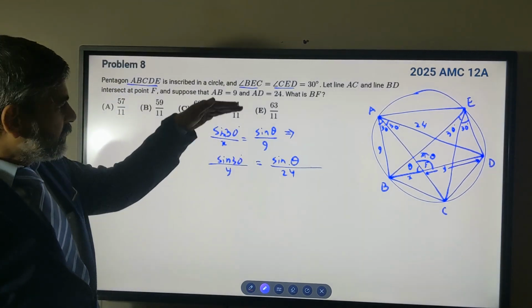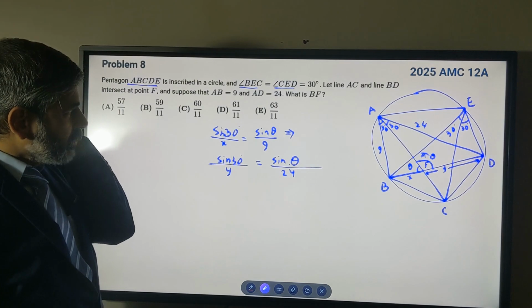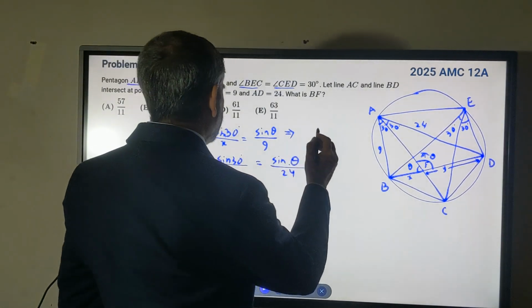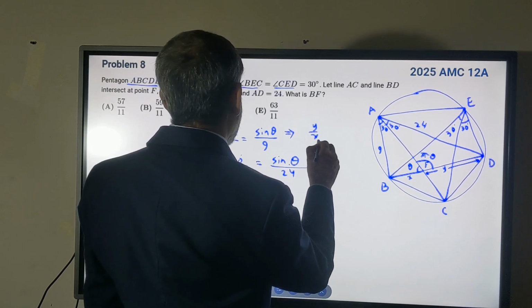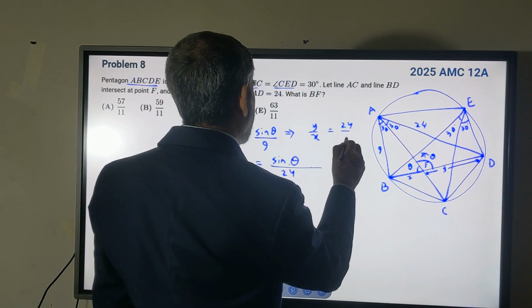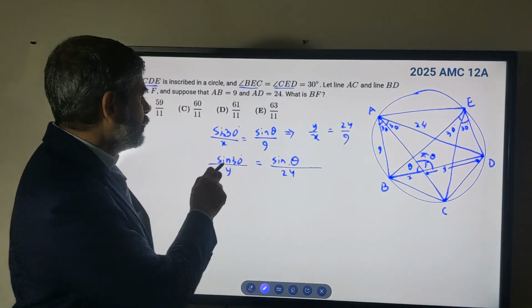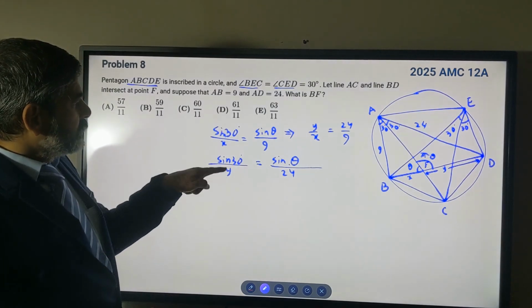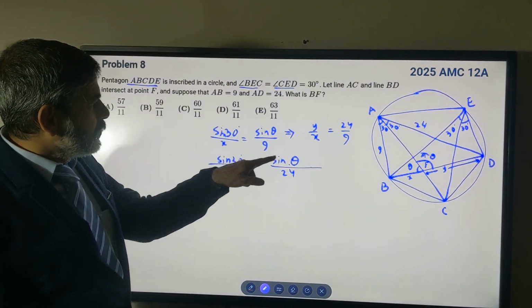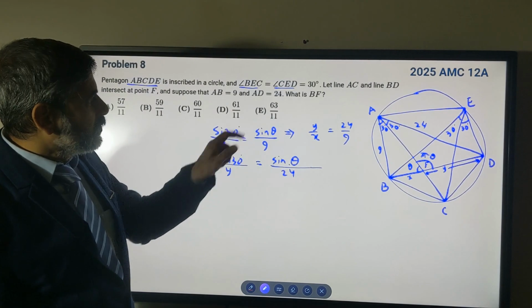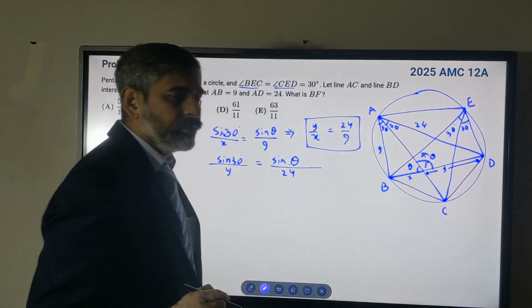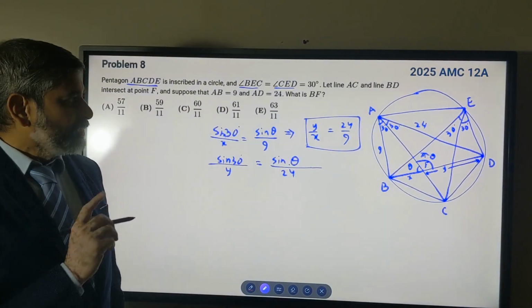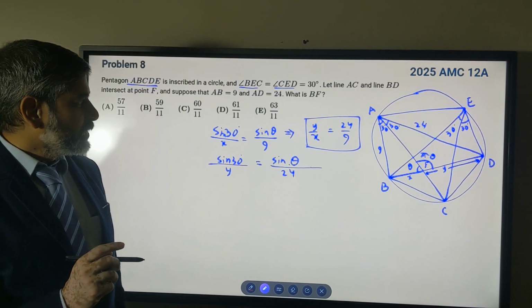And this one, I can eliminate sine 30 and theta from these equations. For example, you can divide these two equations. You will notice that I can write y by x is equal to 24 by 9. If you divide this equation with this equation, sine 30 cancels, y goes on the top, sine theta cancels, 24 goes on the top. So we have one relationship here, and we still need to find the value of x.